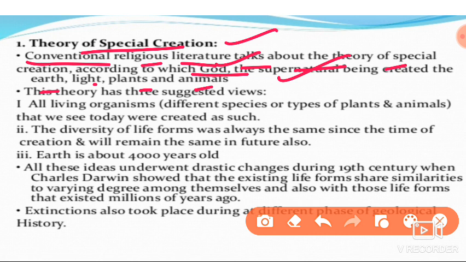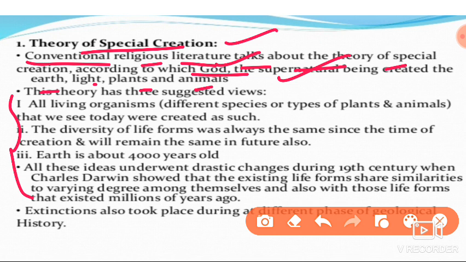Whatever the microbes, plants and animals are there, all those are created by God only. This is the theory of special creation. And this theory has suggested some views. They gave three views, and these are usually not given in your NCERT, which just gives the theory of special creation. These are additional, and these are also simple. Let's see what the suggestions of this theory are.